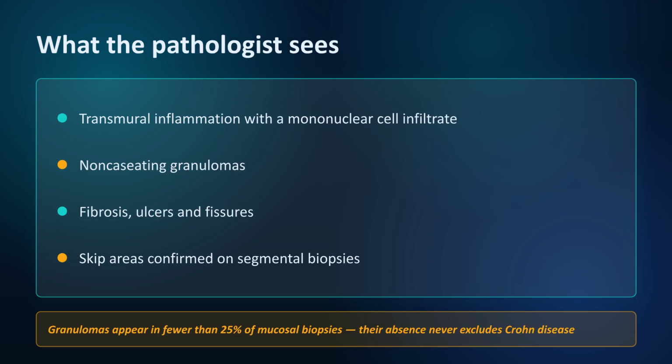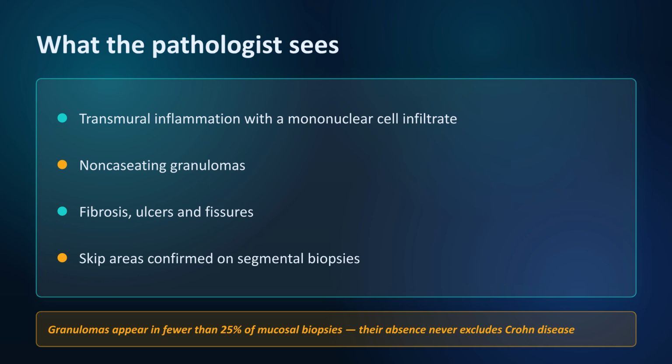The pathologist reports transmural inflammation with a mononuclear cell infiltrate. That word transmural on a report is diagnostic weight. You may see non-caseating granulomas, along with fibrosis, ulcers, fissures, and skip areas confirmed across segmental biopsies.